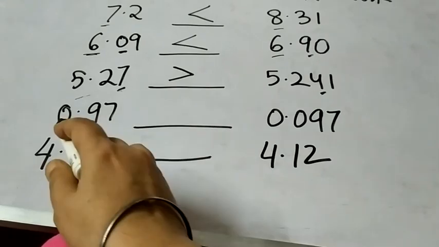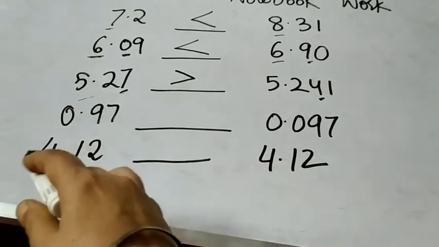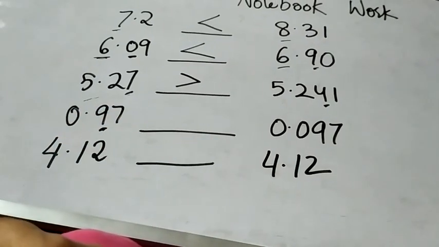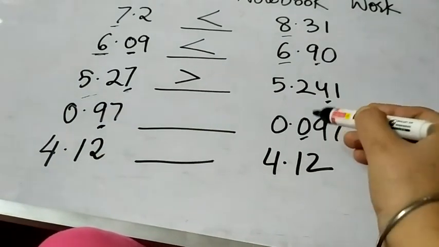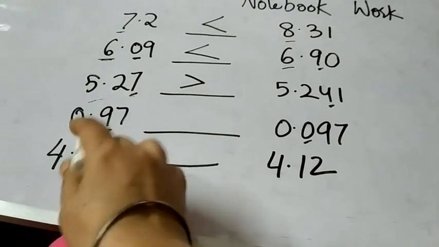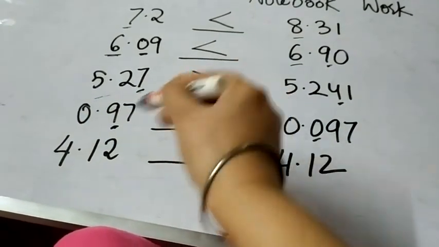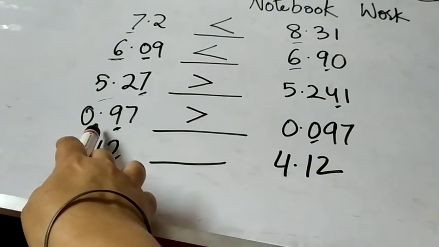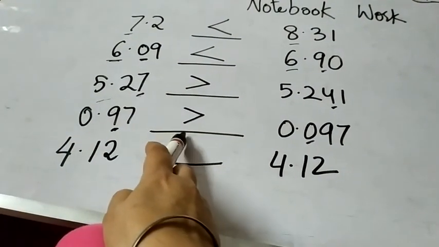Coming to the next one, 0.97 and here it is 0.097. For the whole numbers, both are having 0. After the decimal, the first digit: how many tenths? 9 tenths. Here how many tenths? 0 tenths. So which one is bigger? This one is bigger. So I'll put the bigger sign and we'll read it. 0.97 is bigger than 0.097.